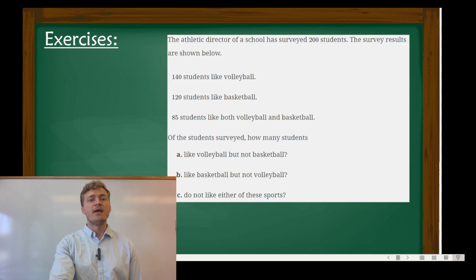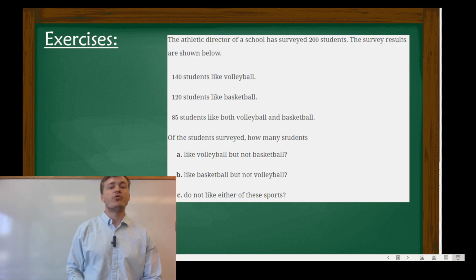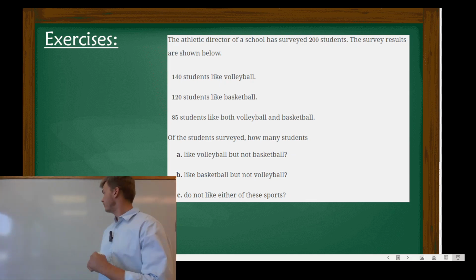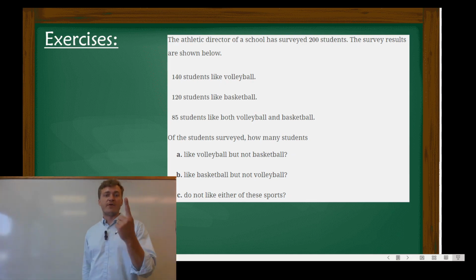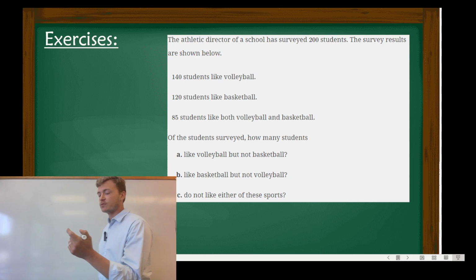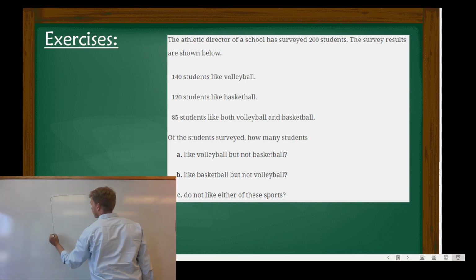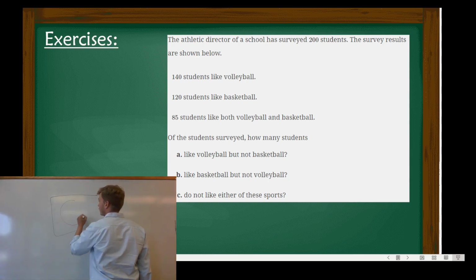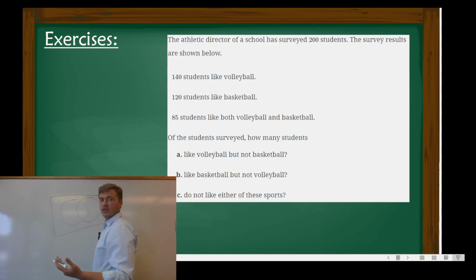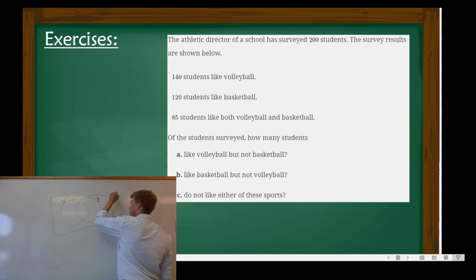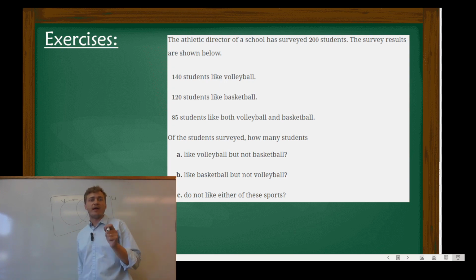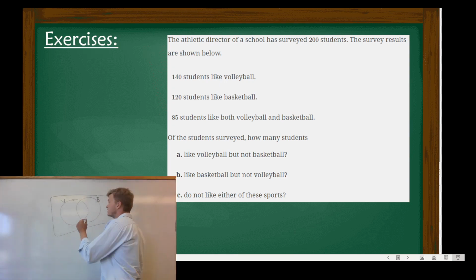So, once again, if we wanted to create our Venn diagram, we're only given volleyball and basketball. So there's only going to be two circles. To the left, volleyball, V. To the right, basketball. And on the outside, the universal. In the middle, 85 students like both. So 85 goes in the middle.